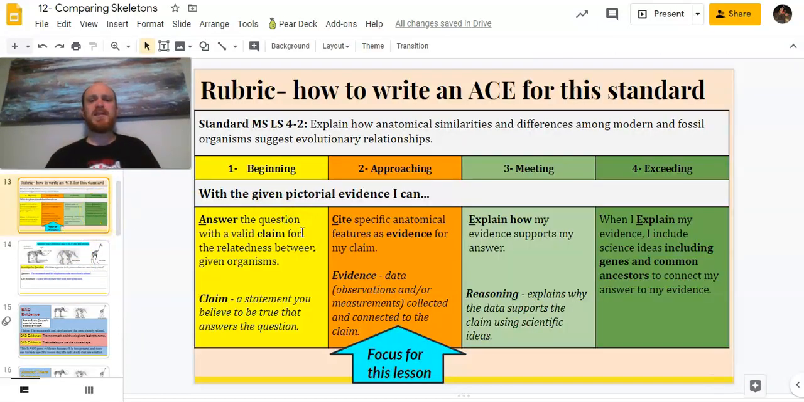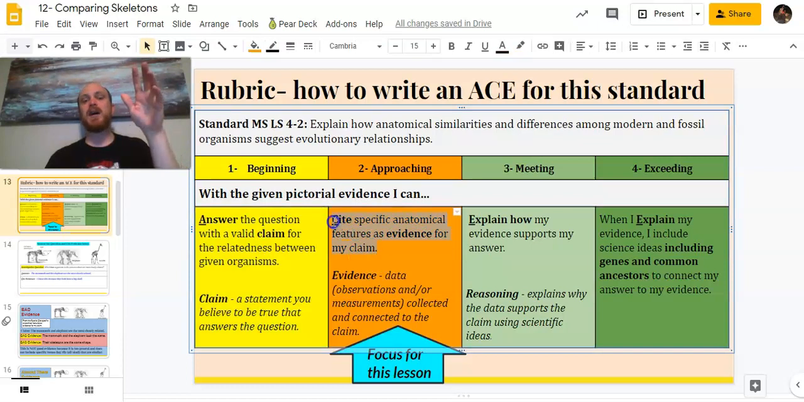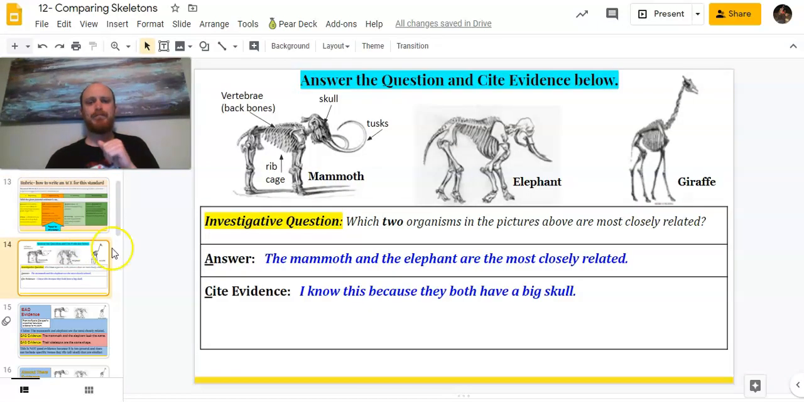Here's our rubric. This lesson, we're working on the 1 and the 2. We're going to make a claim about relatedness. So you're going to have some pictures. You're going to say, these two things are most related. That's my claim. And then you're going to work today on how we talk about the evidence for that. How do we know those things are related? Tomorrow, so you can do this in the same day if you want, the second lesson this week is all about how to meet and exceed. That's how we explain that evidence. It's a little bit trickier, so we'll work on that in a separate lesson.